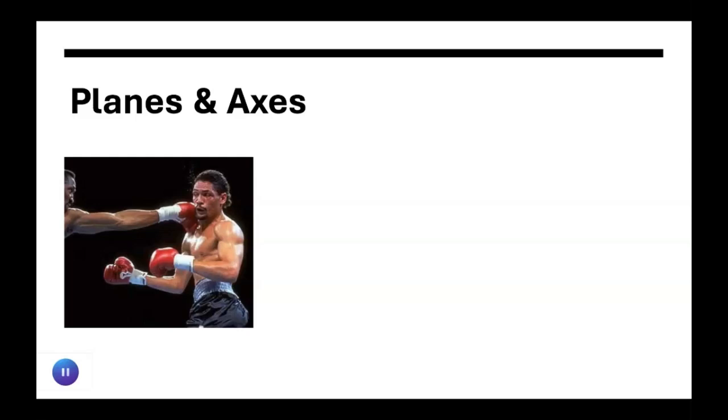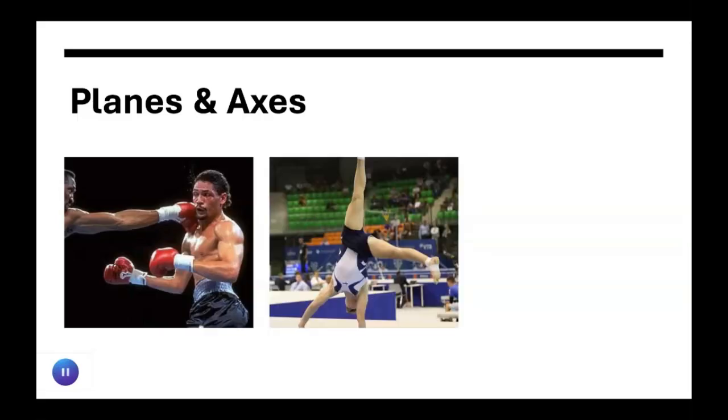Movements in the frontal plane occur around the anterior-posterior axis. These movements are abduction and adduction. An example of this is a gymnast performing a cartwheel in the execution phase as their legs are moving away from the medial line of the body.